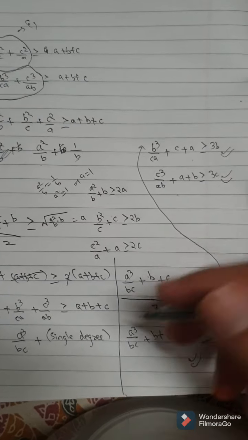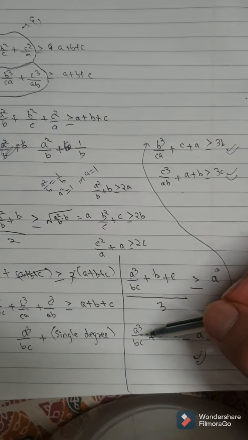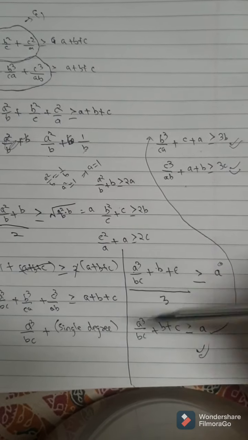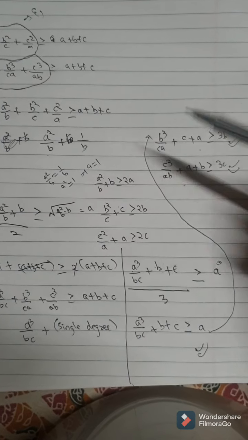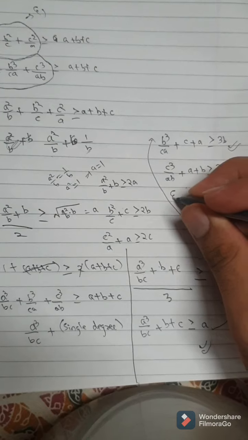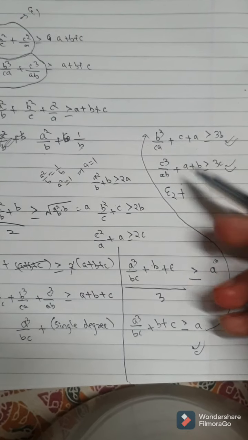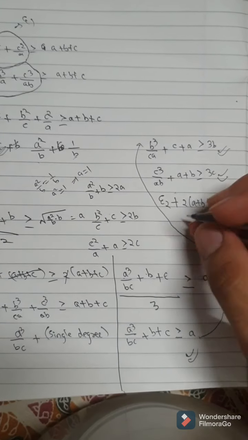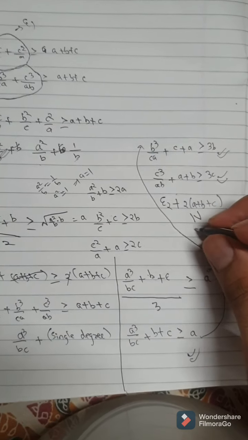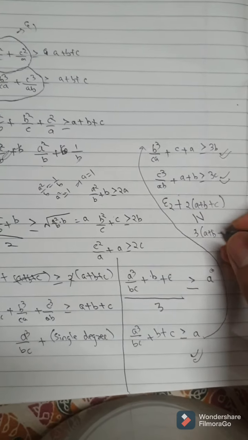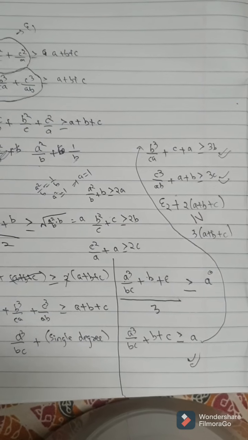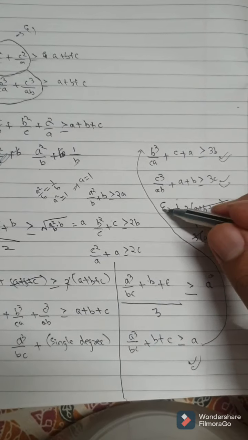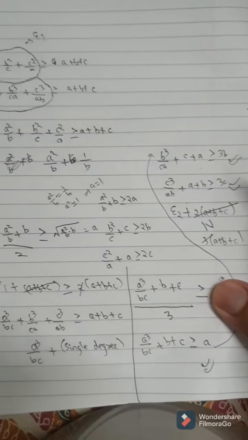If we add all of these results, what we get is a cube by bc plus b plus c plus b cube by ca plus c plus a plus c cube by ab plus a plus b, and a cube by bc plus b cube by ca plus c cube by ab is E2. So adding all these, we get E2 plus a plus b plus b plus c plus c plus a, which is twice of a plus b plus c, is always greater than or equal to thrice of a plus b plus c. This has been proven by us. Now let's cancel twice a plus b plus c from both sides. So what we get is E2 is greater than or equal to a plus b plus c, hence proved.